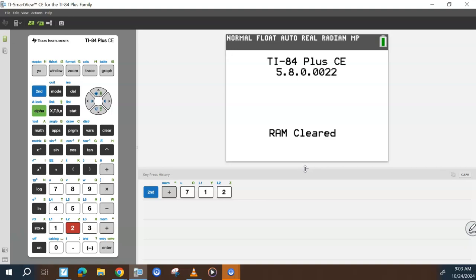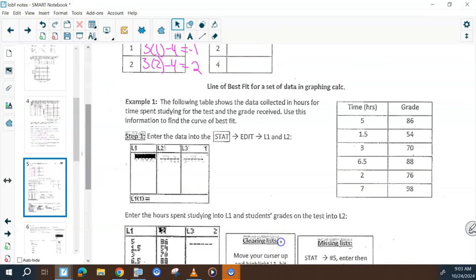But before we start to put this stuff into the calculator, we want to determine which of these in this table is our x, which is y. So if I have time in hours and grade, would the time depend on the grade or would the grade depend on the time? Yes, the grade would depend on the time. So that grade would be y, our time would be x, time in general is usually x.